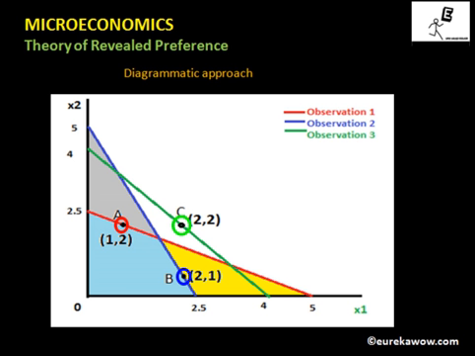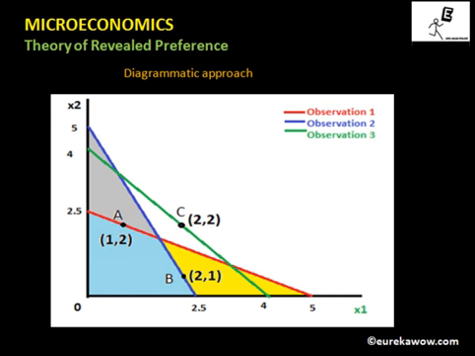Now clearly point A is directly revealed preferred to point B, because point B lies inside the budget line on which A lies. Also we see that point B is directly revealed preferred to point A, because point A lies inside the budget line on which B lies. So point A is directly revealed preferred to point B, and point B is also directly revealed preferred to point A. As a result, we can clearly see that the weak axiom of revealed preference is violated in this case.